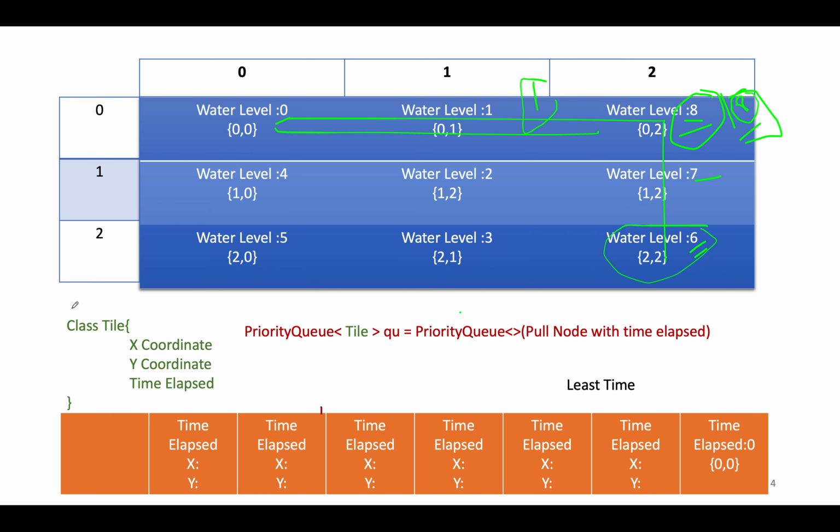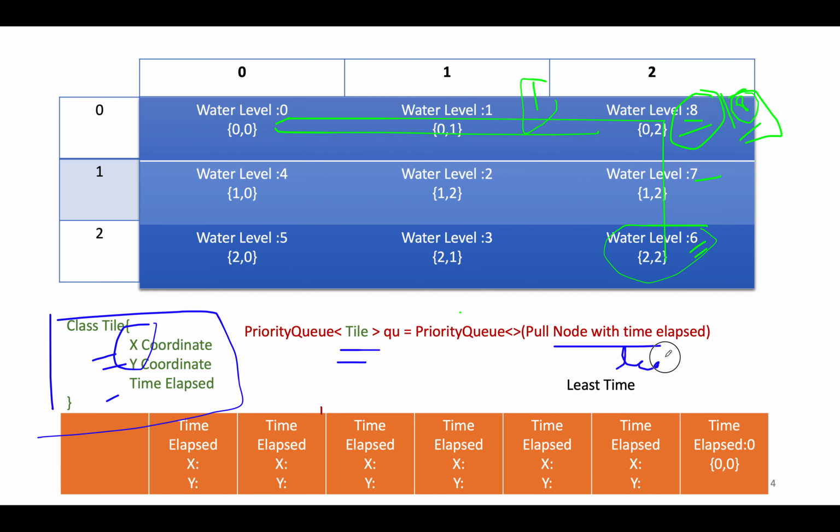For solving this, I have created a class that represents the tile information: the x coordinate, the y coordinate, and the time that must have elapsed in order to reach this x and y coordinate. I have created a priority queue. Why a priority queue? Because in Dijkstra, the core basis is BFS on the basis of something, and for identifying that basis, we need a priority queue. I have the generic type Tile here, and whenever I want to pull out elements from this priority queue, I'll pull out the one with the least time elapsed. So just remember these few points.